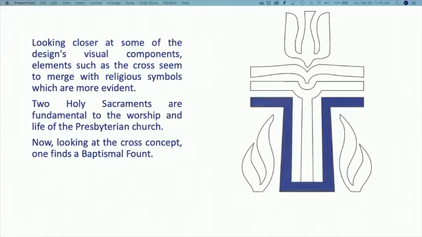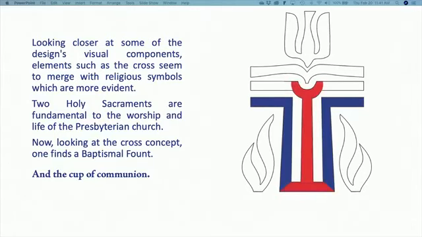Looking closer at the design, we're going to talk about those vessels. All right. The table, there's two sacraments. We've got the baptismal font. The baptismal font there. And then we've got the cup. You see the cup? Yeah. Okay. And the table was right underneath the Bible, and that's what you put the Bible on, was the table. All right? And the cup of communion. Again, I thought that's a pretty slick element of that. But yes, the visuals are amazing.